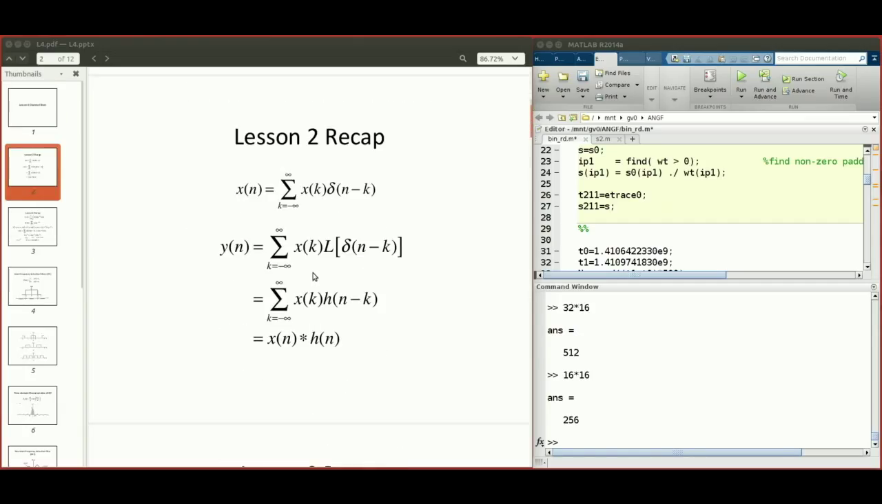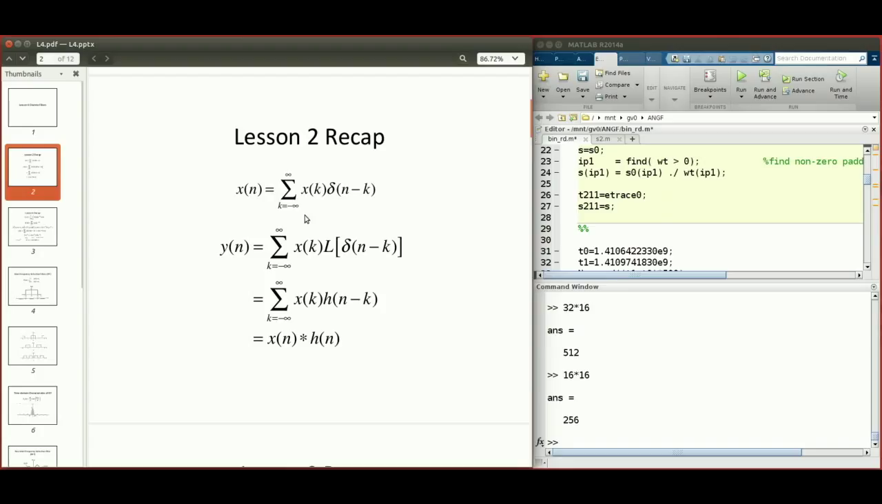So here's a short recap about the main points from lesson two, right? One of the major themes of this particular course is that we're trying to investigate the possibility of representing any kind of signal. Here x[n] is some kind of arbitrary signal. We want to investigate the possibility of representing any signal as linear superpositions of some basis signals.